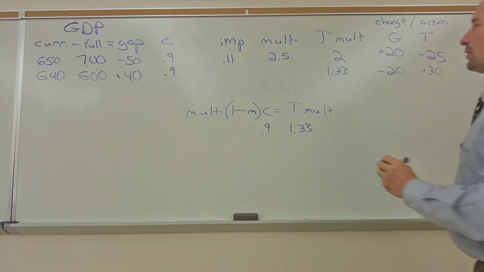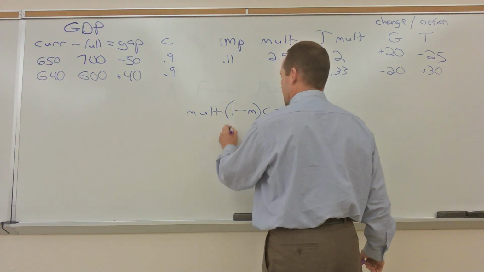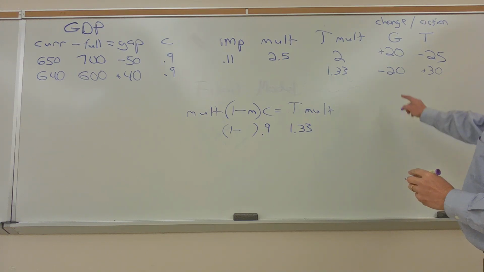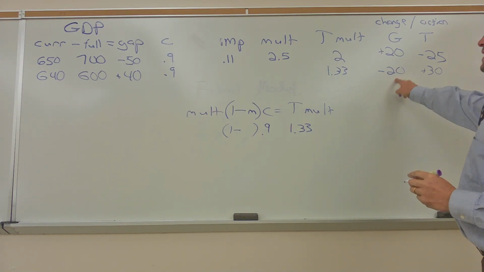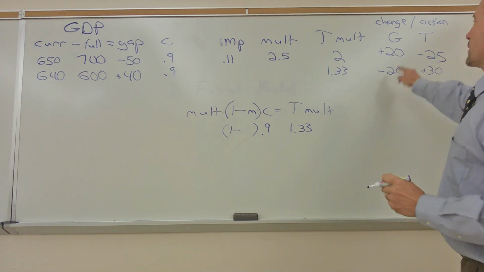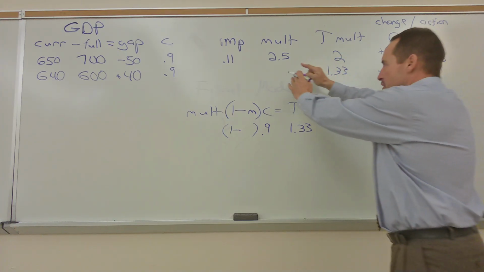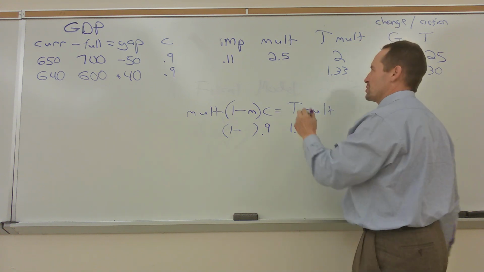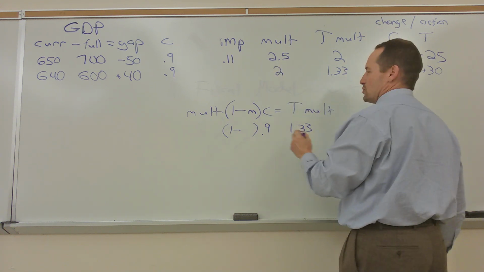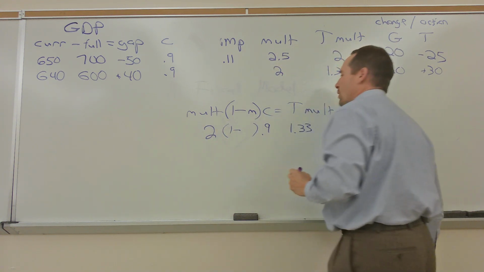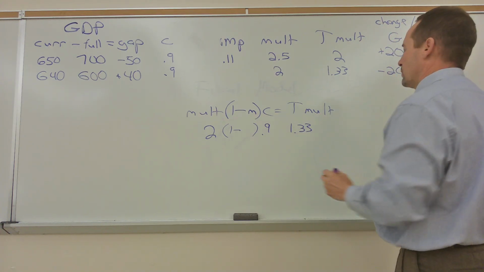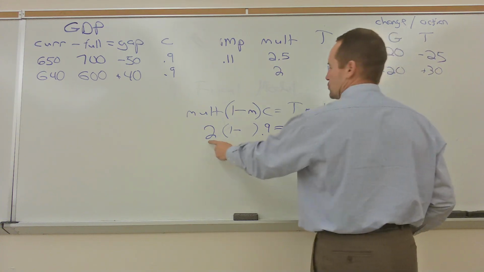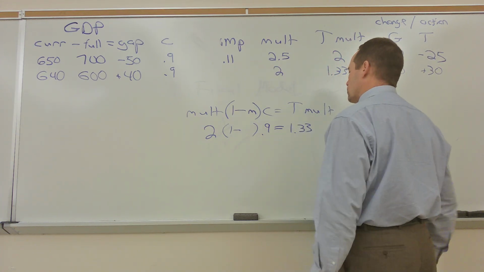Now we don't have a multiplier and we don't have an importation rate, but let's not panic, because here's what I say. G times 20, or 20 times an unknown multiplier, equals 40. That unknown multiplier has to be 2. So we know that's 2, and we can fill that in. Now behold, we have one unknown. So we know that 2 times 0.9 equals 1.8.